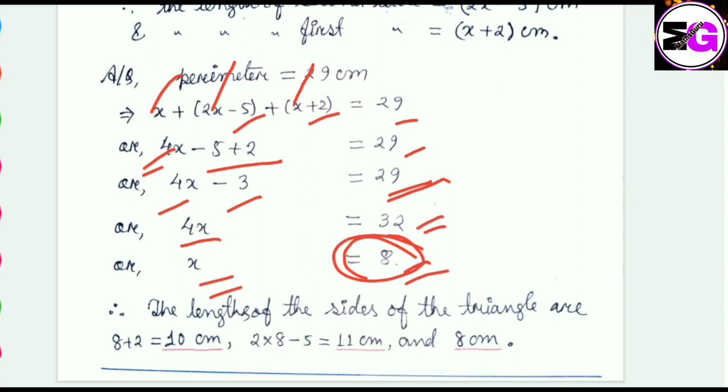So we have got this x. Okay, so the lengths of the sides of the triangle: 8 plus 2, that is 10 centimeters, 8 into 2 minus 5, that is 11 centimeters, and 8 centimeters. So these are our required sides of the scalene triangle: 10 centimeters, 11 centimeters, and 8 centimeters.